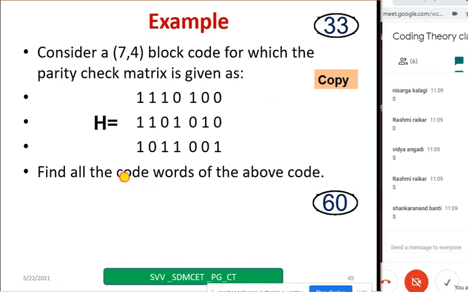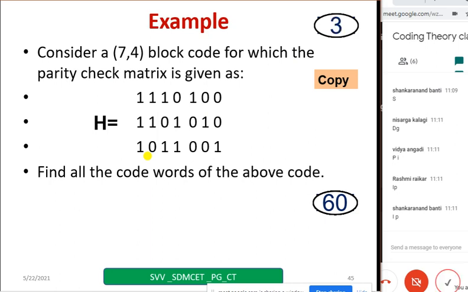When I want to find out a C, what is the equation? C equal to D into G. So when I say D into G, G is, G equal to what? You had already typed earlier. G equal to. Yes, G equal to. So just now I have typed I P. First I, then P, correct. And P I'll get from H.